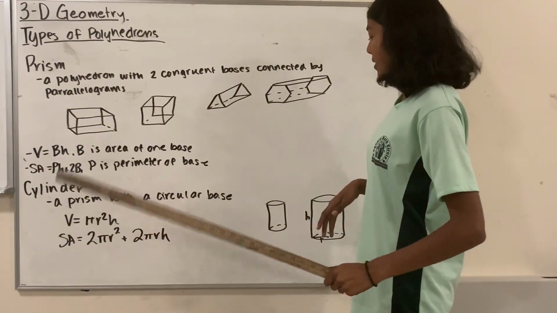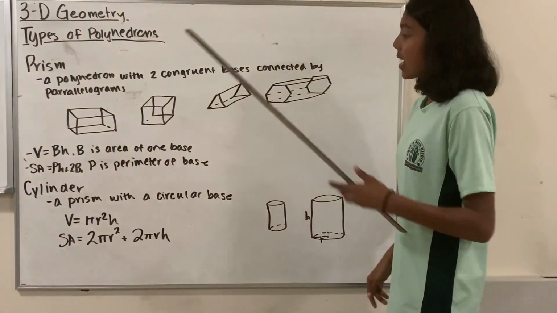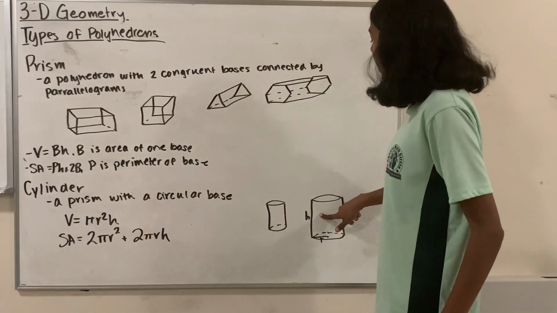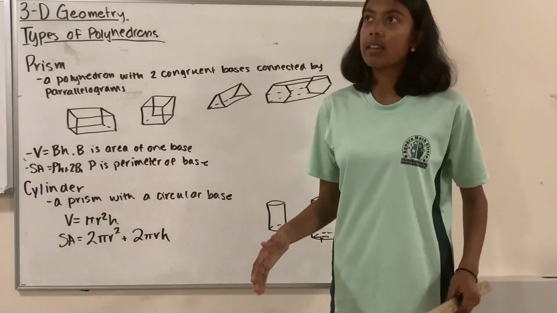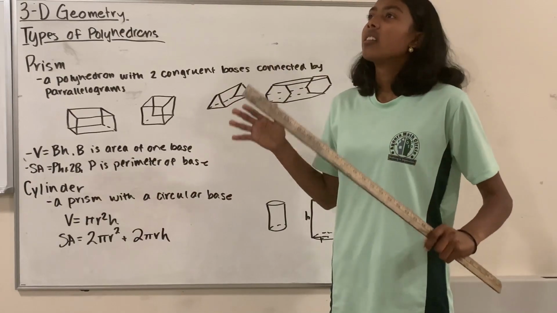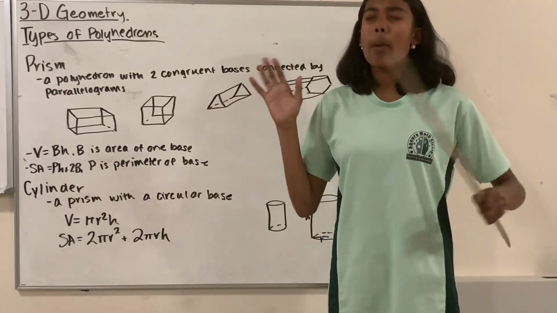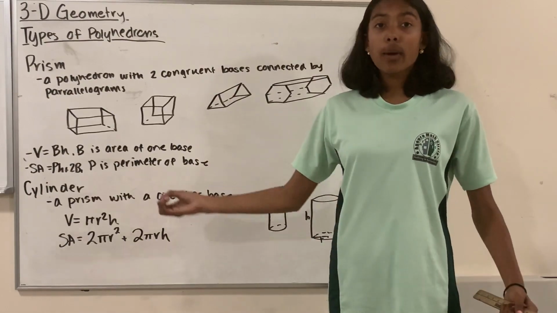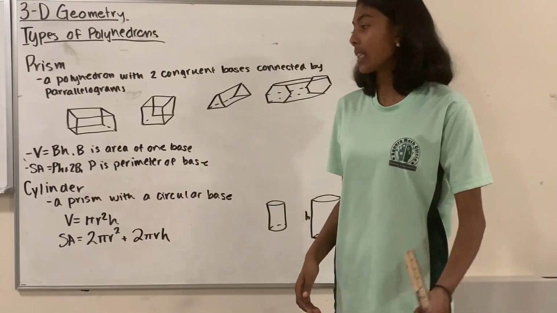Then we move on to a cylinder, which looks like this. It's basically a prism with a circular base, meaning it's not connected by parallelograms. It's connected by like a covering. If you think of a paper roll, when you unravel one layer of a paper roll, it's a rectangle. So that's how it's connected.